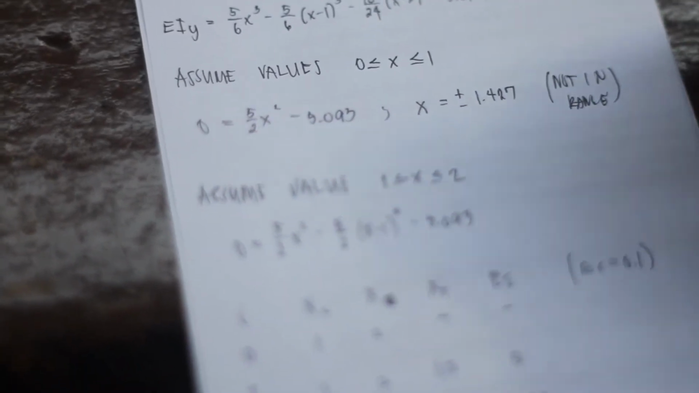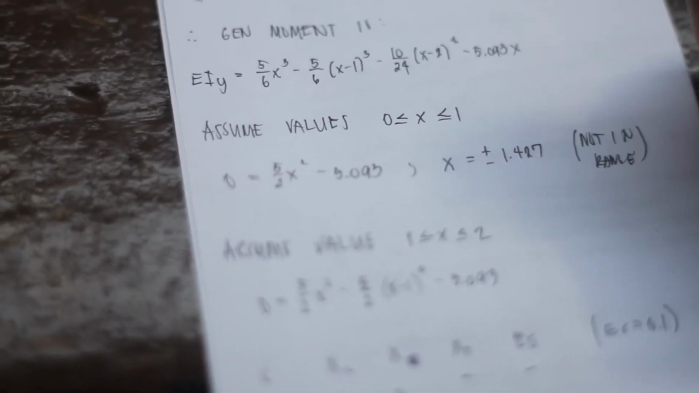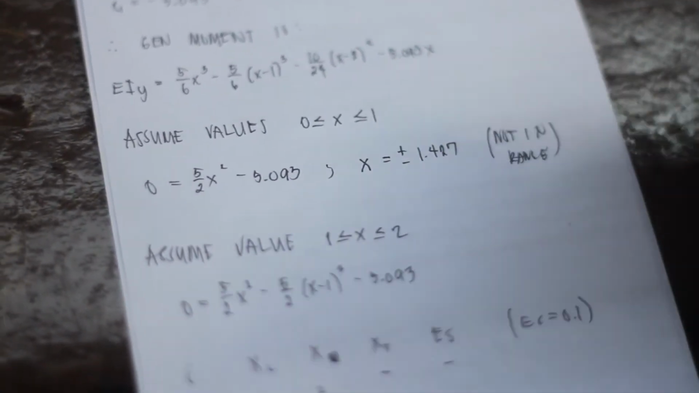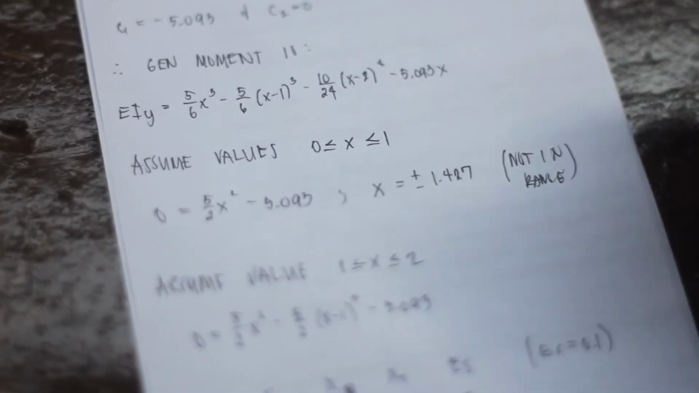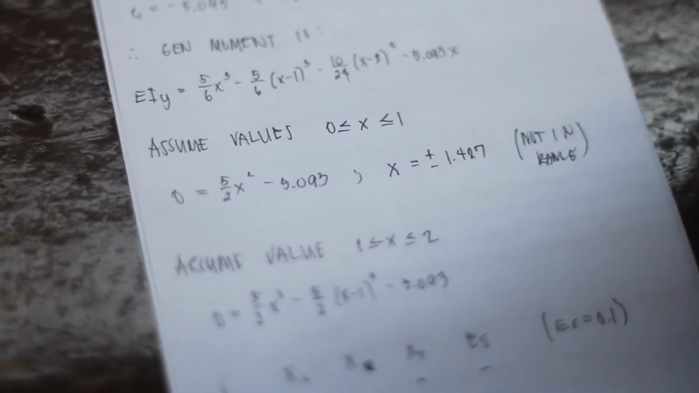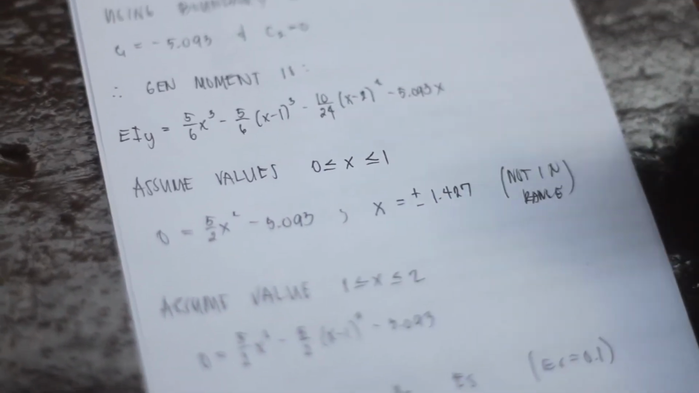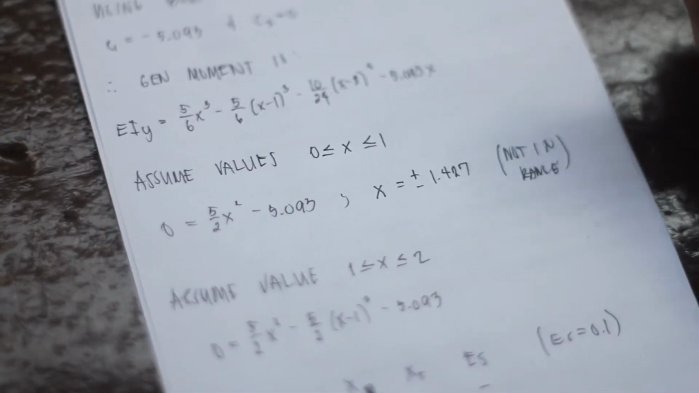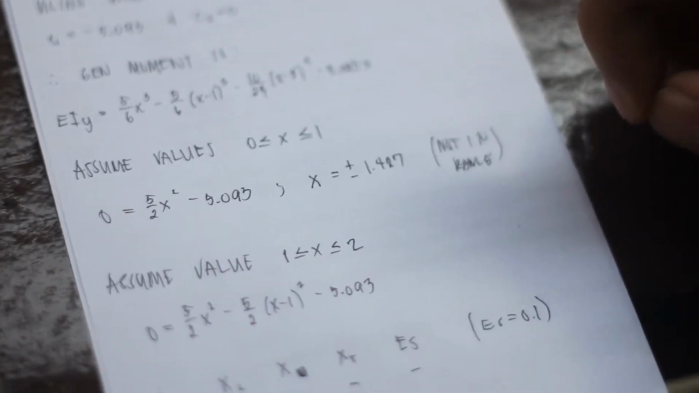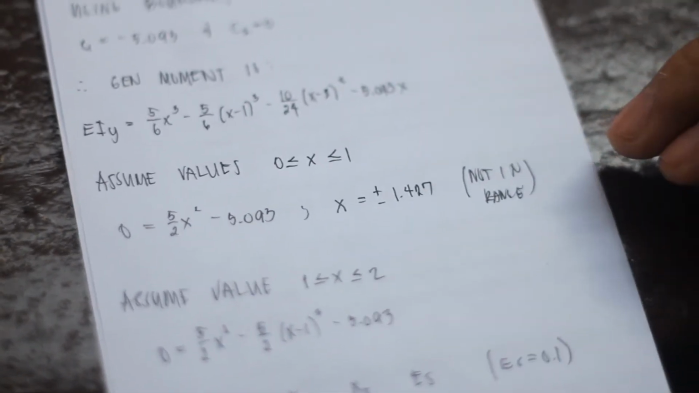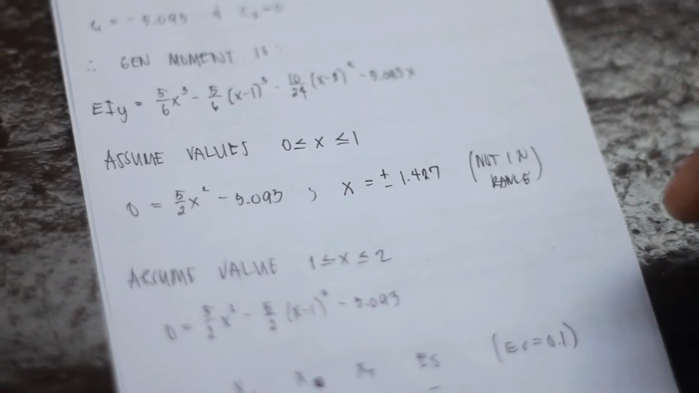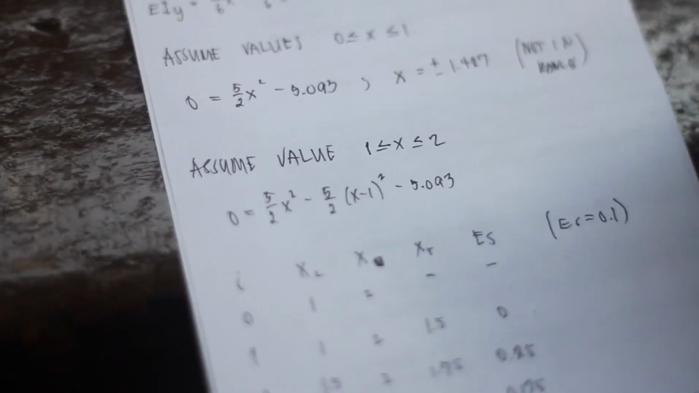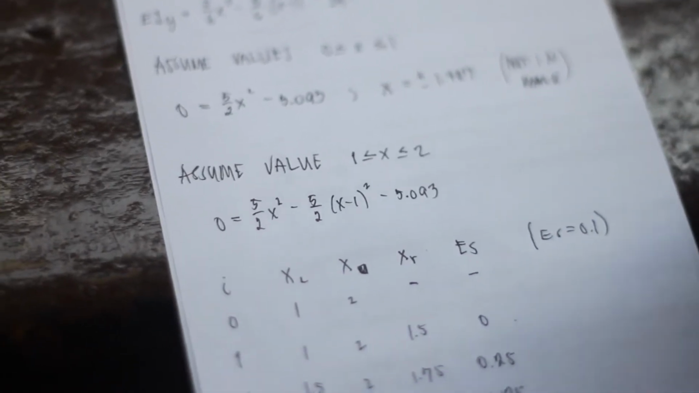So, assuming the value of x is between 0 and 1, for us to get the distance of the maximum deflection, we're going to have the equation 0 is equal to 5 over 2 x squared minus 5.093. Therefore, using algebra, we get the value of x, which is plus or minus 1.427, which is not in range. So we need to assume another range, between 1 and 2.